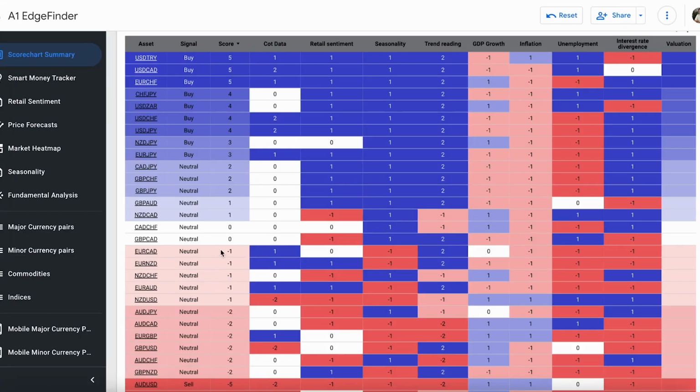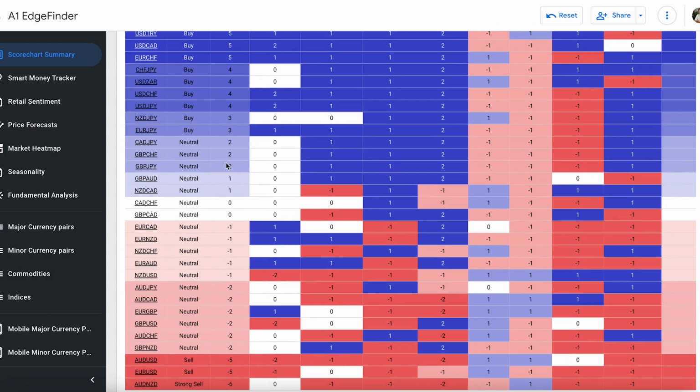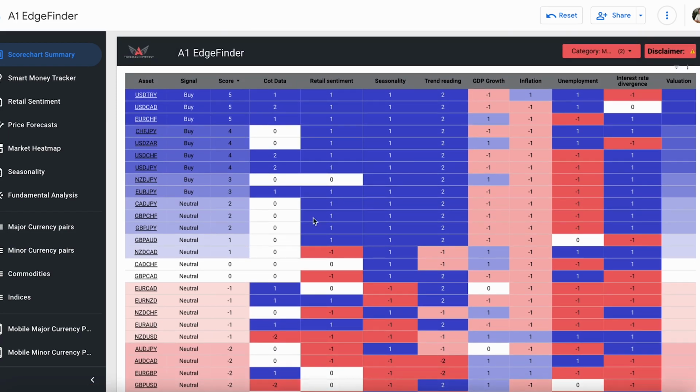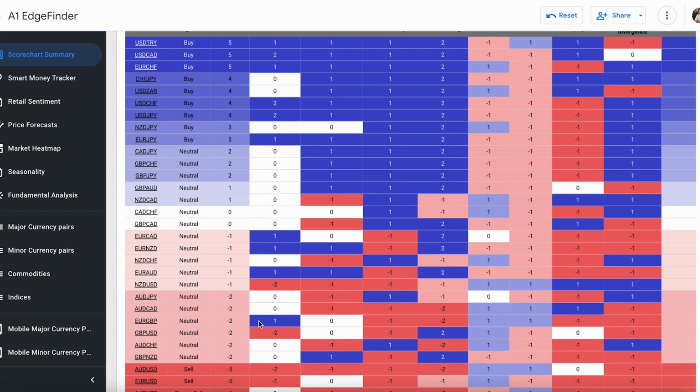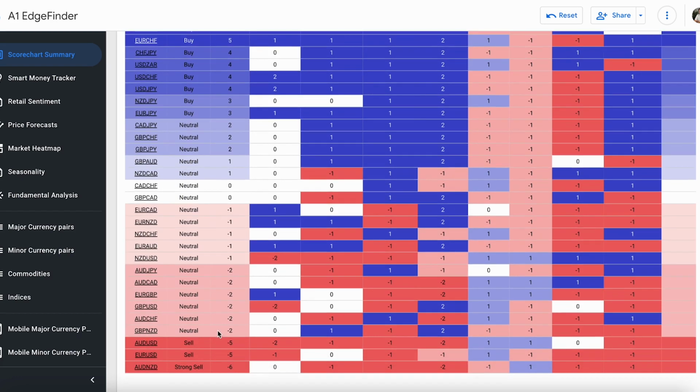Now, once you get into this +2 and -2 range, it's safe to assume that we're trending in one direction or the other. It's not the same as, say, this GBP CAD pair here with a score of 0. This one is really up in the air. I mean, we can look at all of the metrics that we keep track of, and we can make an educated prediction based off of that data, but it's not as clear and obvious as some of these other ones.